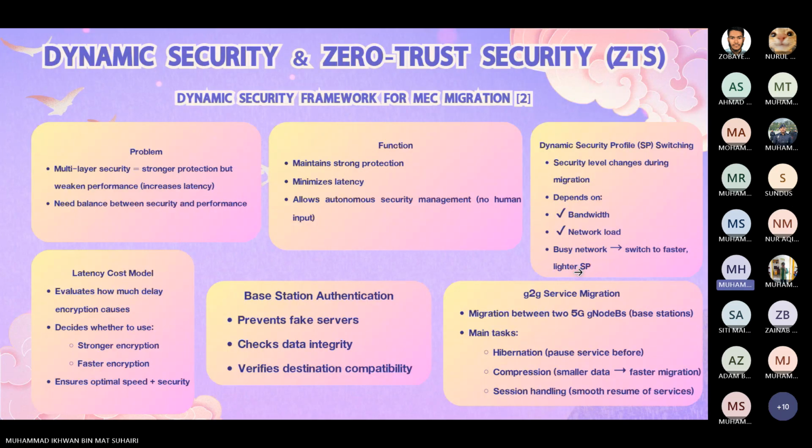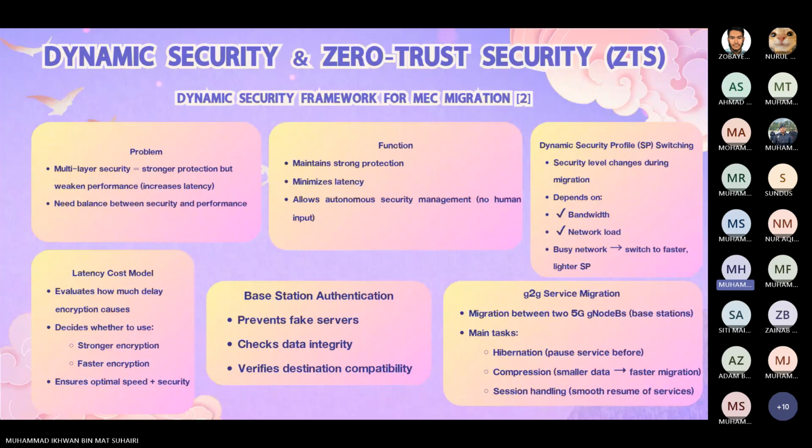One of the frameworks under this category is the dynamic security framework for MEC migration. The problem it solves is the trade-off between security and performance. Multi-layer security gives stronger protection, but also increases latency. So the proposed solution is a security framework that keeps strong protection while minimizing delay, and it allows autonomous security decisions without human input.